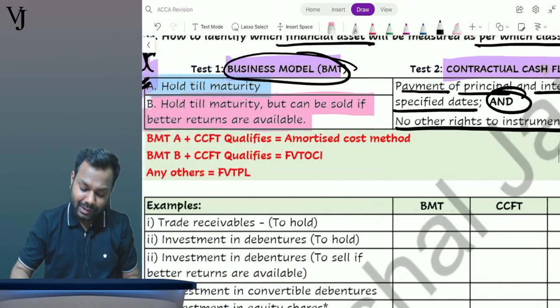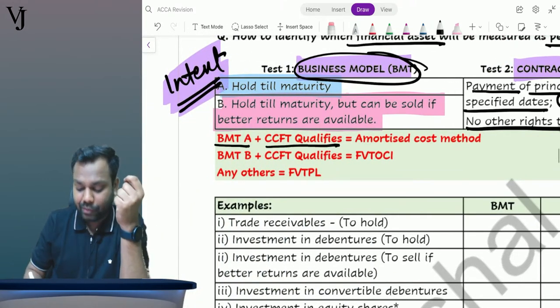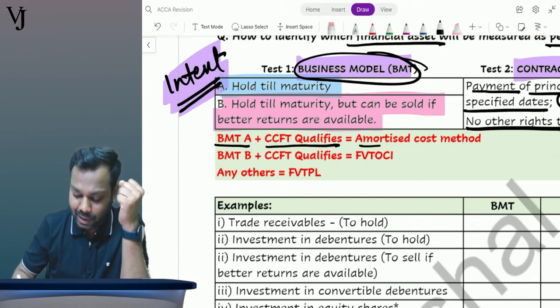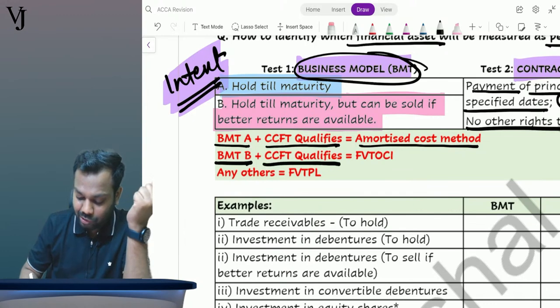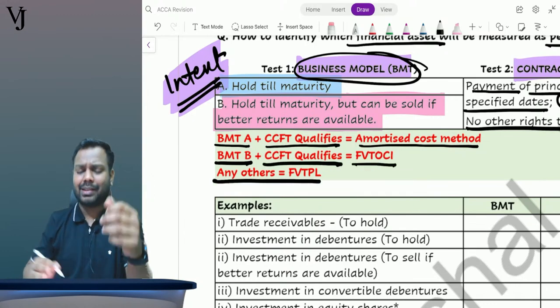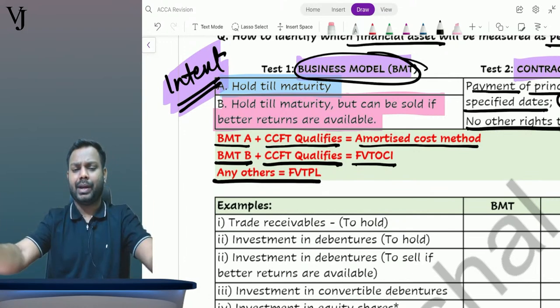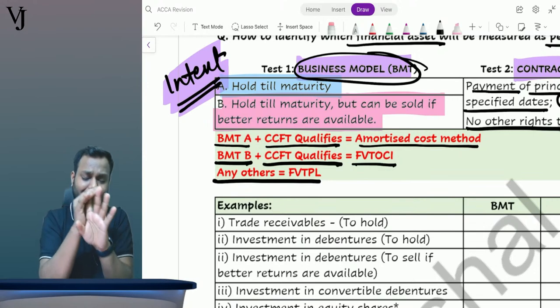Now the standard says that if business model test A plus contractual cash flow test qualifies, it is amortized cost method. If business model test B and contractual cash flow test qualifies, it is FVT OCI. And if any others, it is FVT P&L. Okay. So meaning thereby, if you understand the logic behind this.